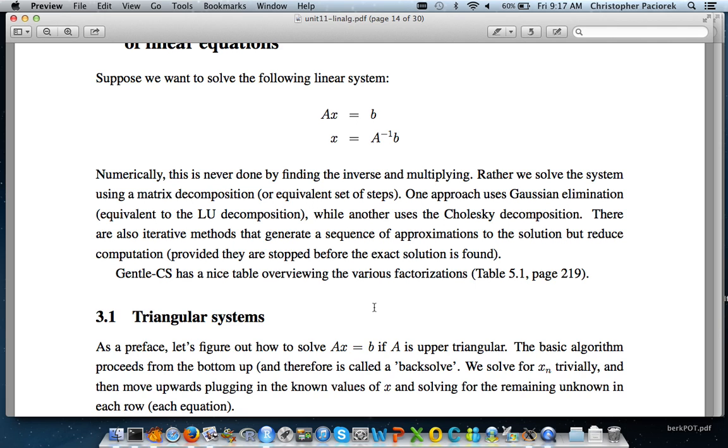As we go upwards, we're still going to have a single unknown in a single equation. That's going to be easy to solve. So the general solution is going to be xk equals uk minus the sum from j equals k plus 1 to n of xj akj, all over akk. Okay, so hopefully I got the indices right. Any questions about this? Okay.